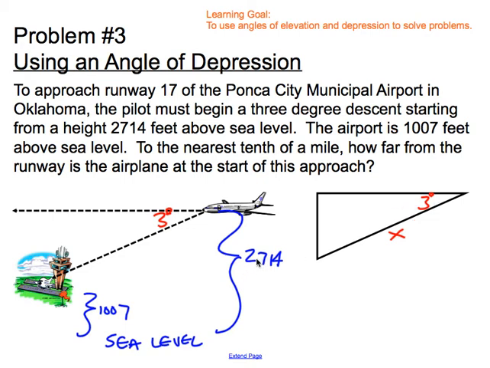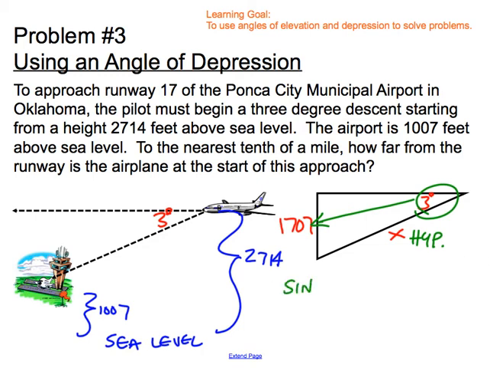Well, in this case, we need subtraction because we can see if the total from sea level to the plane is 2,714, and the distance from sea level to the airport is 1,007, then the height from the airport to the height of the airplane would be the difference of the two, or 1,707 feet. So our reference angle is going to be the 3-degree angle. We have the side opposite of that, and we have the hypotenuse that we're looking for.